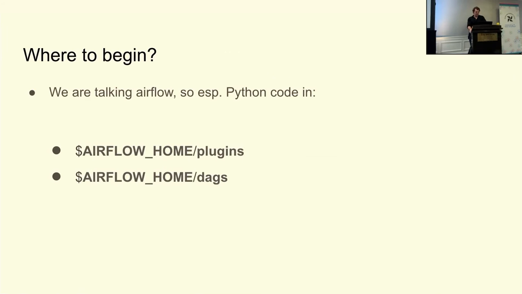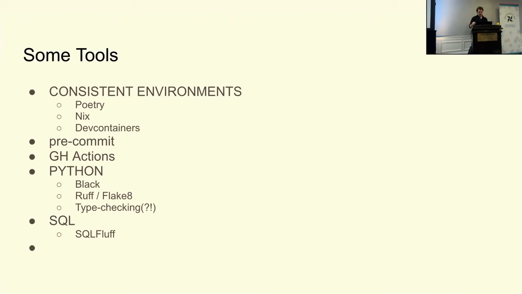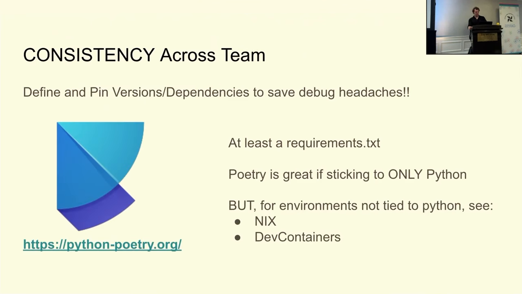So in Python, with Airflow, that's a whole lot of Python, and we're going to talk about stuff in the Airflow home plugins and DAGs folders especially, right? Because that's the thing. So here's a bit of outline, I guess, now. I want to talk a little bit about the value of consistent environments. I'm going to talk about a whole lot of tools and how they may be useful for you. I think there's some more that's not on here because whatever, extra bullet point.